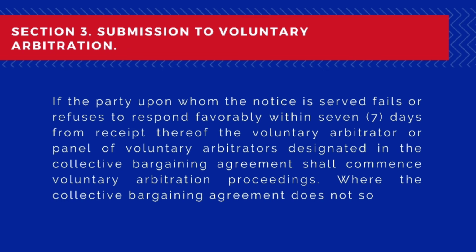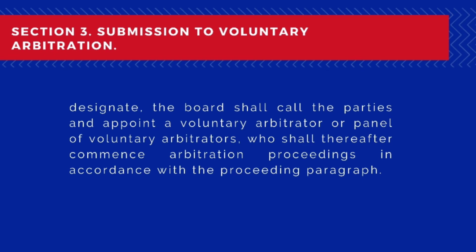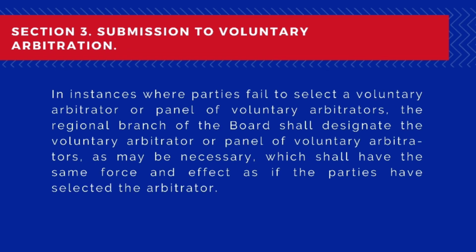Where the collective bargaining agreement does not so designate, the board shall call the parties and appoint a voluntary arbitrator or panel of voluntary arbitrators, who shall thereafter commence arbitration proceedings in accordance with the preceding paragraph. In instances where parties fail to select a voluntary arbitrator or panel of voluntary arbitrators, the regional branch of the board shall designate the voluntary arbitrator or panel of voluntary arbitrators, as may be necessary, which shall have the same force and effect as if the parties have selected the arbitrator.